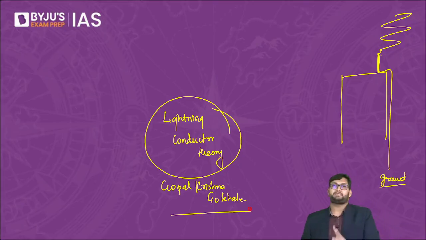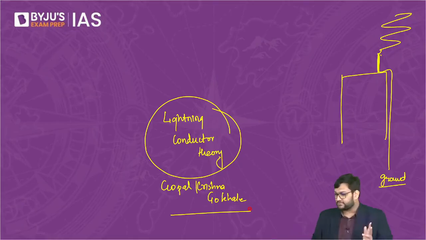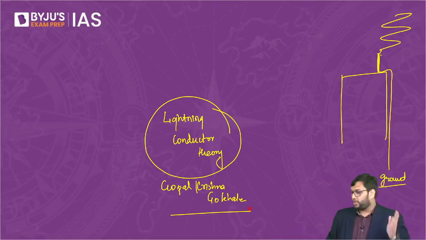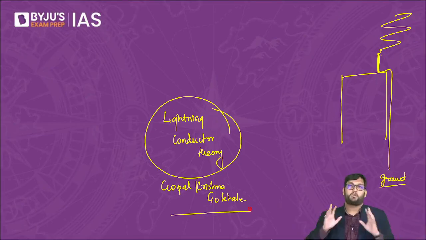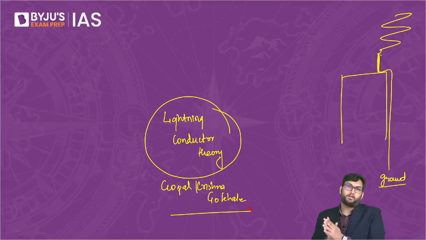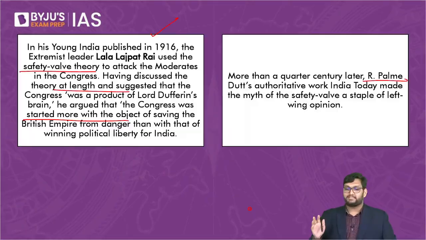A.O. Hume's presence has always created questions. The concept is that A.O. Hume's presence was either deliberate or by accident. We will never know. Hume is dead. He did not write even one word about this whole concept. It doesn't really matter to us. The concept is lightning conductor or the safety valve. For us, what is the INC?